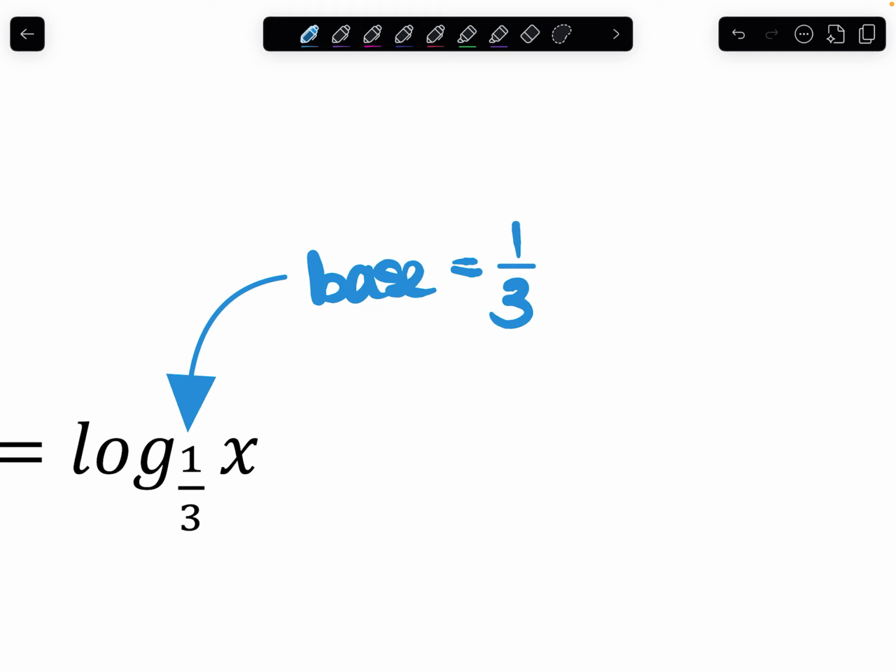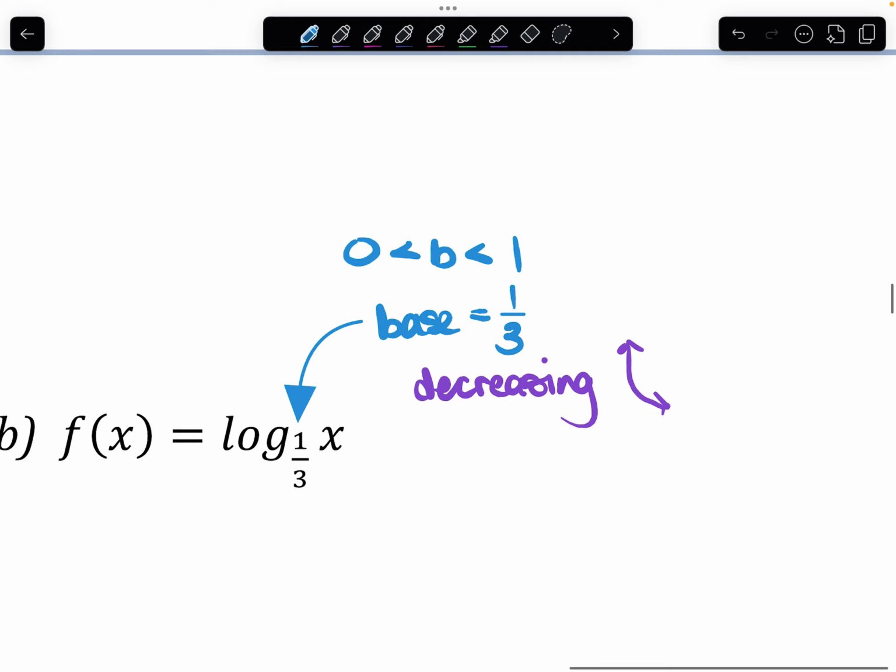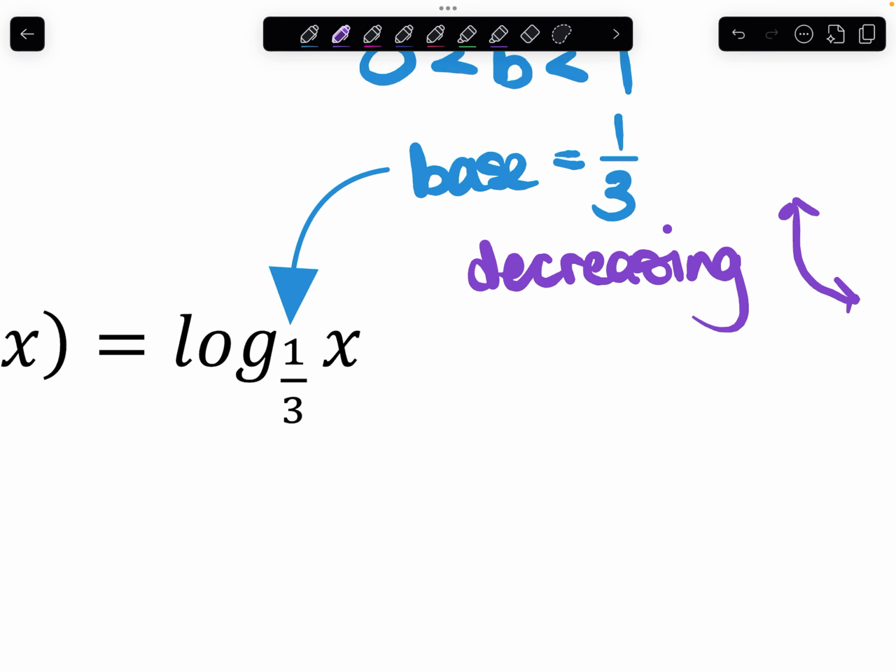And 1/3 is between 0 and 1. So when your base is between 0 and 1, our graph is decreasing. So ours is going to look like this unless there's a transformation that's going to make it change direction, like a reflection on the X or Y axis. So looking at this function, there is nothing else in there. There are no transformations at all. So it's going to be the same as the last one.